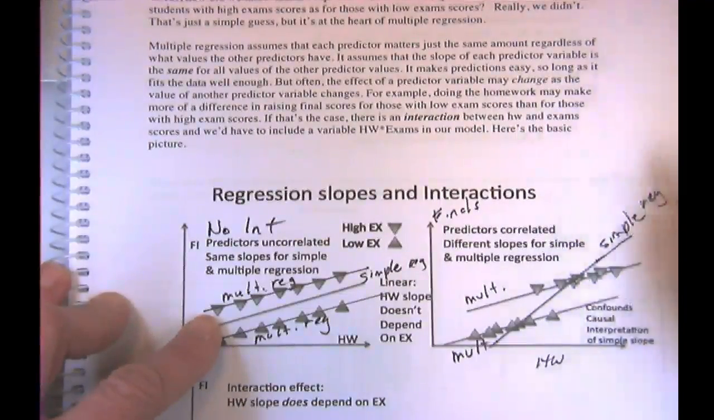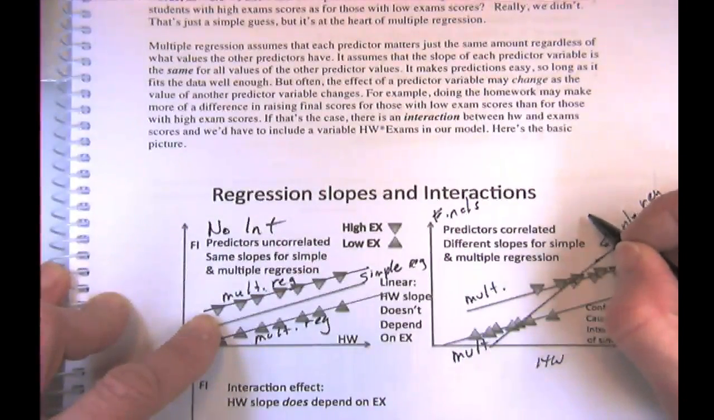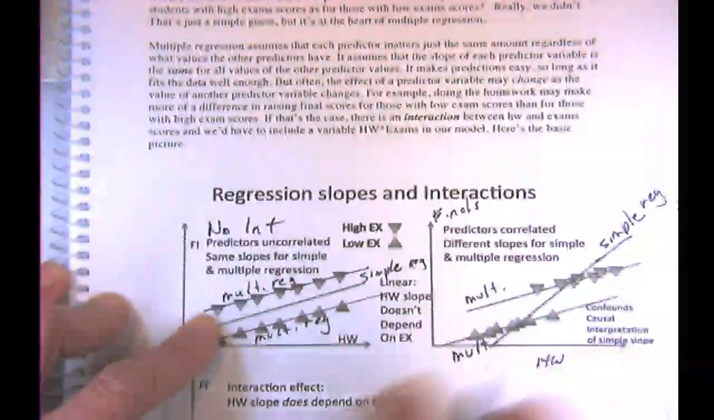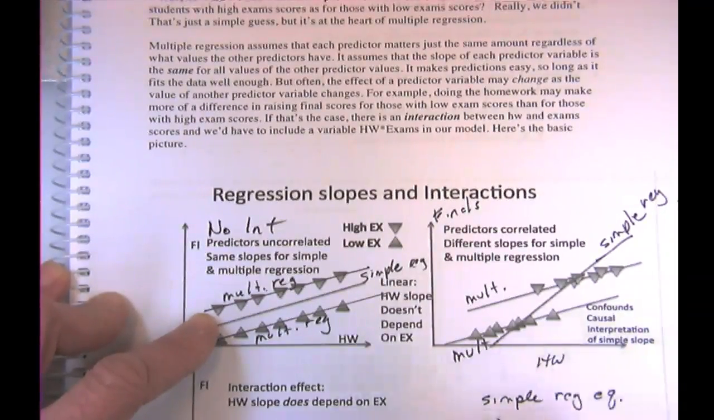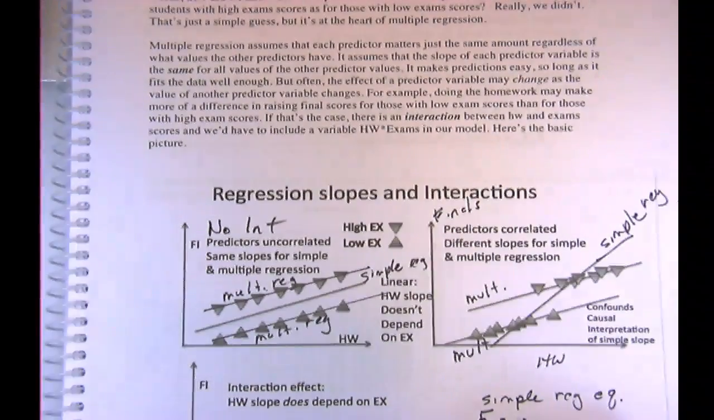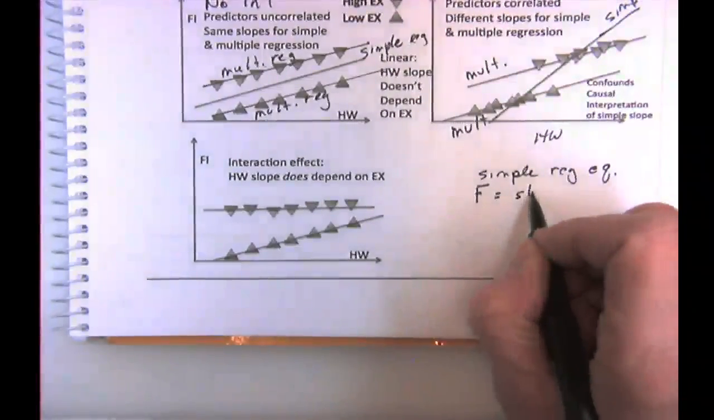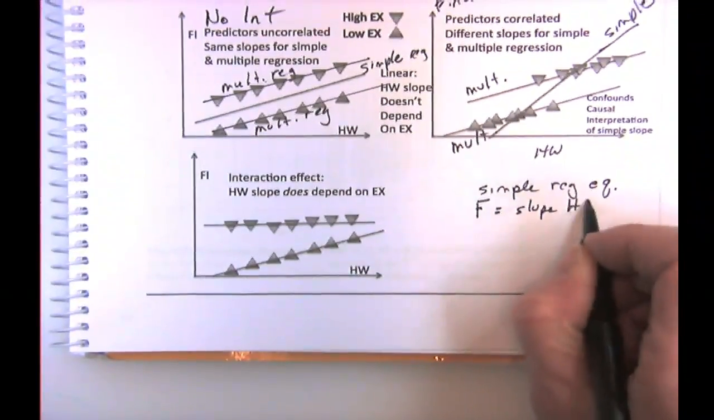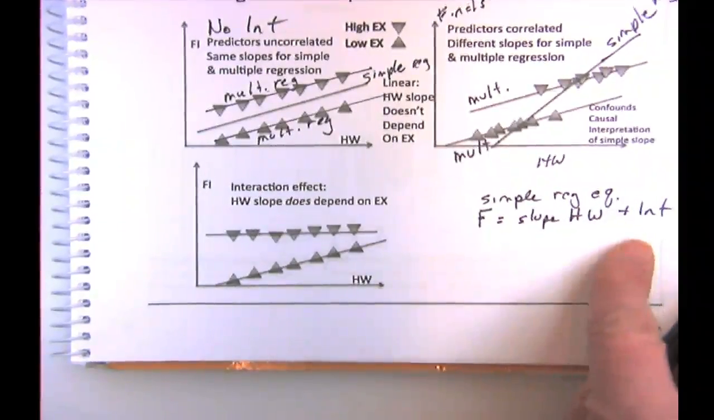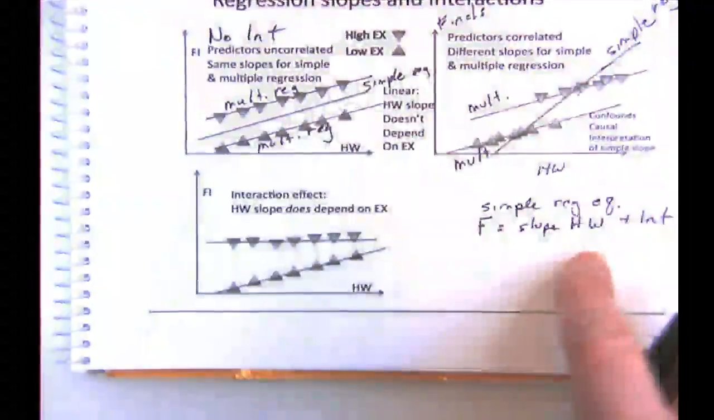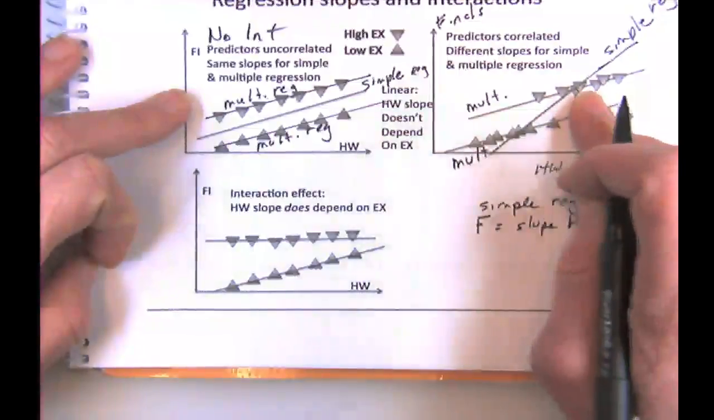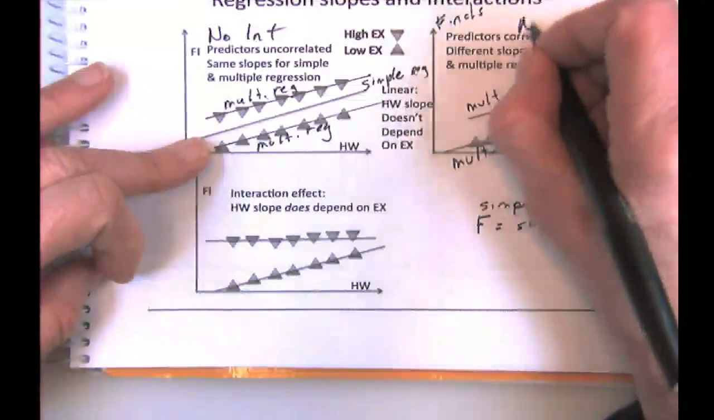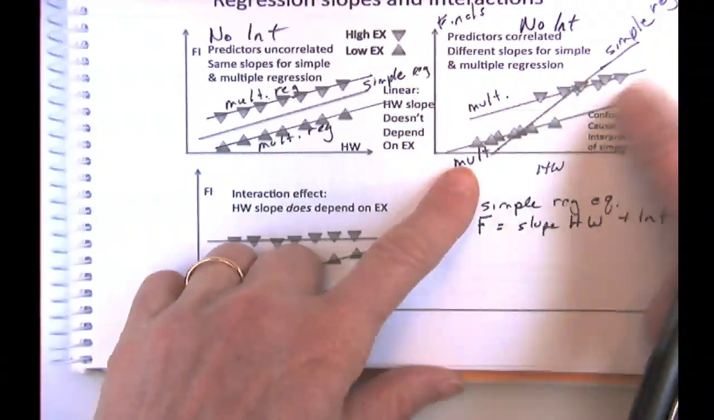The simple regression in all of these would be what? The simple regression equation is of the form finals is equal to some slope times your homework plus an intercept, right? I mean, we just have homework and finals, and simple means you just have one variable. Now, in your multiple regression, these two multiple regressions have no interaction term. Why do they have no interaction term? They have the same slopes here.